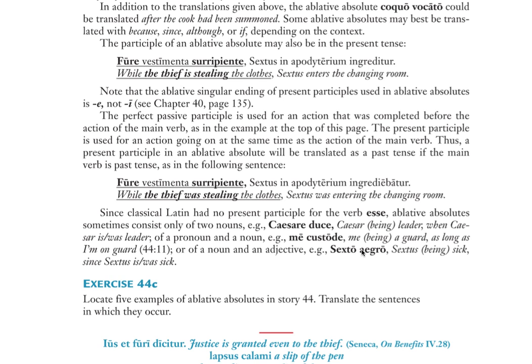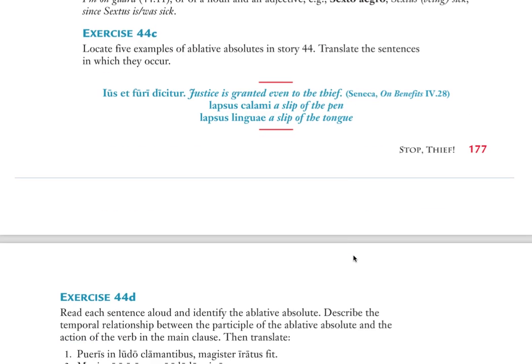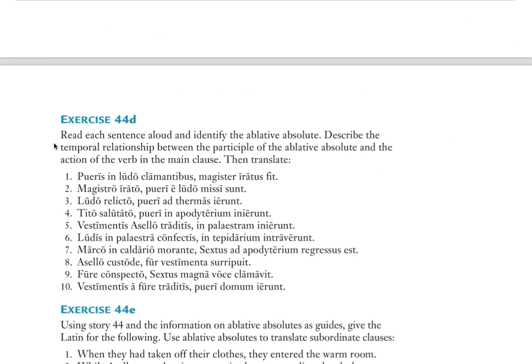Is it since Sextus is sick? We have to think about the rest of the main verb in the sentence that comes after. Is it was or is it is? And again, with a couple of examples, you'll see how these generally work. So look at 44D. Find the ablative absolute. Easiest way is, as I say, cut off by commas typically. As you get into more advanced Latin, that will not be the case. But they are here to get you used to them.